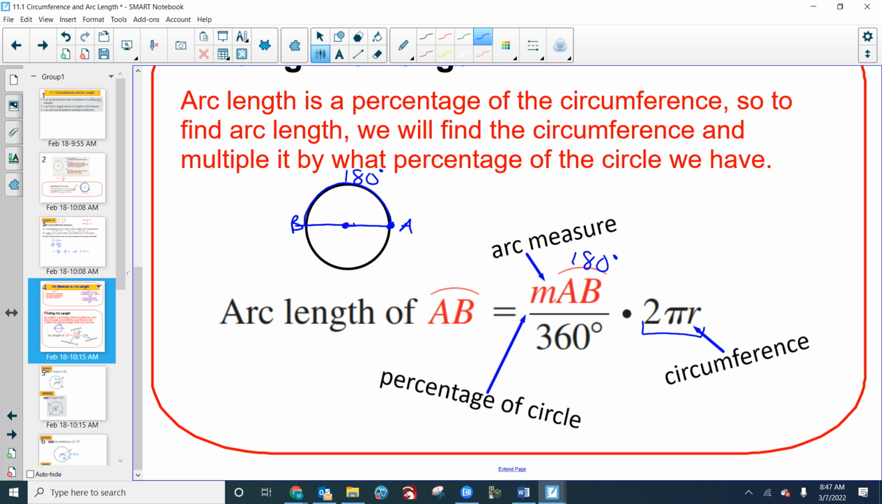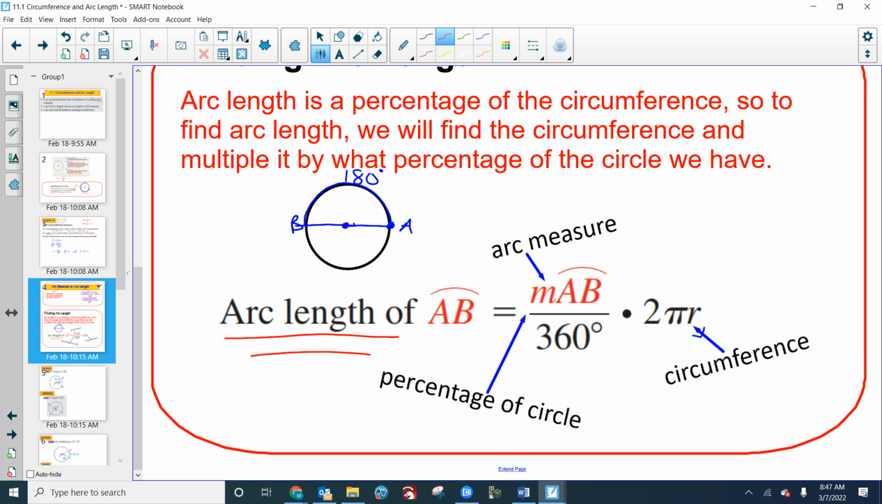Okay? So here, when you have to memorize this formula, don't overcomplicate it. If you want to find the length of an arc, the arc length, you're going to take the arc measure and divide by 360 to find out what fraction of the circle you're going around, times the whole circumference, right?